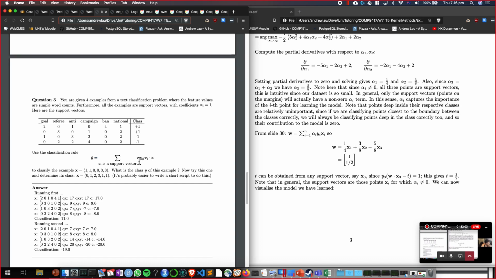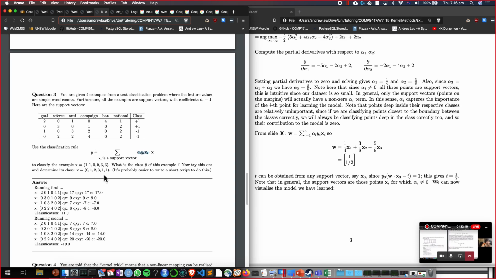W. So remember, this is W. You can think of it as W really. W is made up of the support vectors.